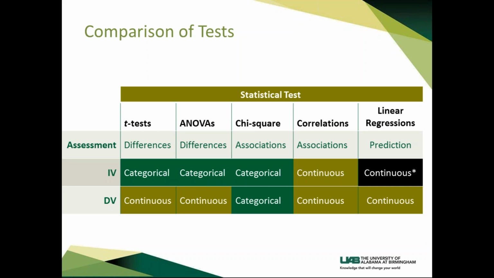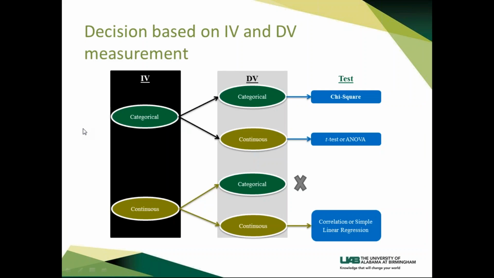So what is the goal or assessment of the test? How is the independent variable and the dependent variable measured? So again, this goes all the way back to those basics. Now, you can make your decision almost entirely on how the independent variable and dependent variable are measured if you think about it. Just knowing how they're measured, you can narrow it down quite a lot just looking at how we have it displayed here.